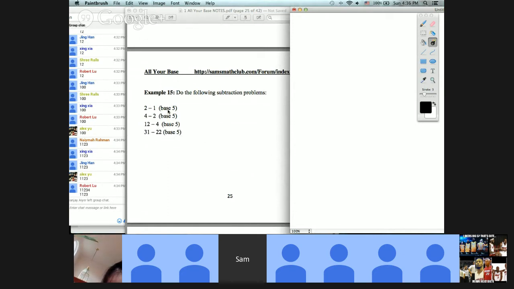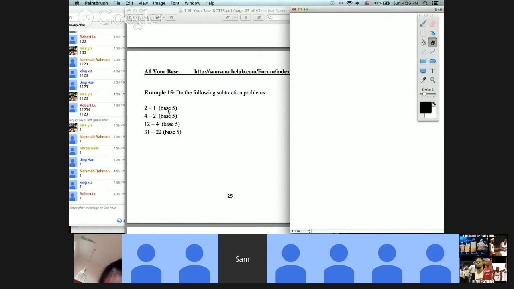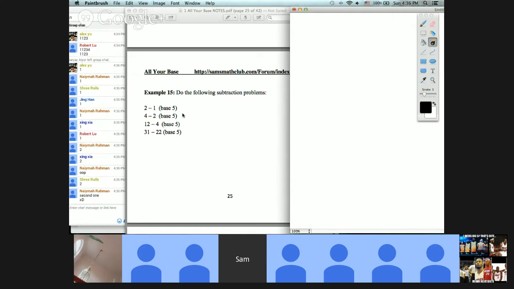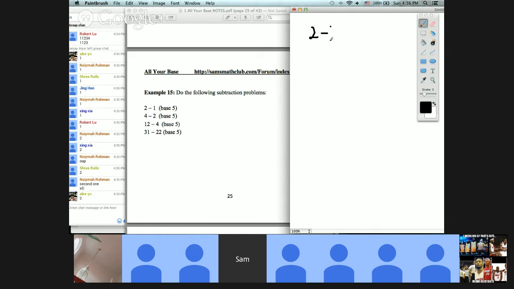So everybody do the first one in base 5. 2 minus 1 base 5. Should be nice and easy. Wait, where are all these 2's coming from? It's 2 minus 1, guys. It's okay. Yeah, nice. Okay, so really easy. 2 minus 1. Base 5, since no violations, normally 1, that's good.